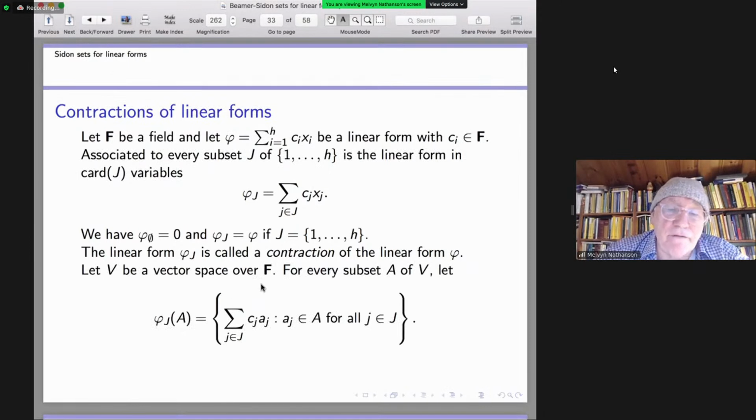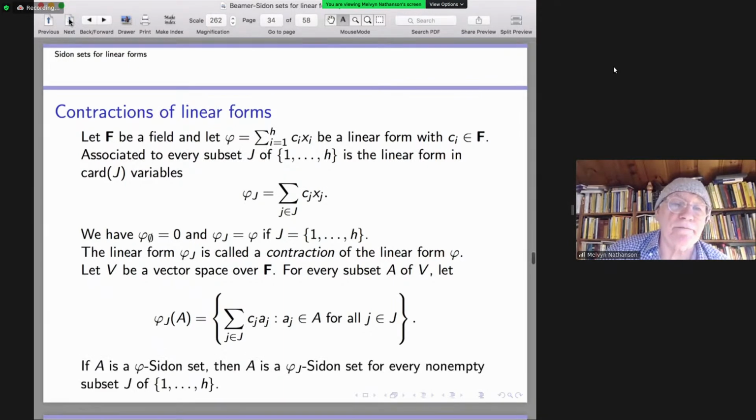And if you take any vector space over the field and any subset A of vectors, then phi_J of A is just the image of A under this contracted form phi_J. And you can observe that if A itself is a phi Sidon set, then for every non-empty subset J, phi_J of A is a Sidon set.